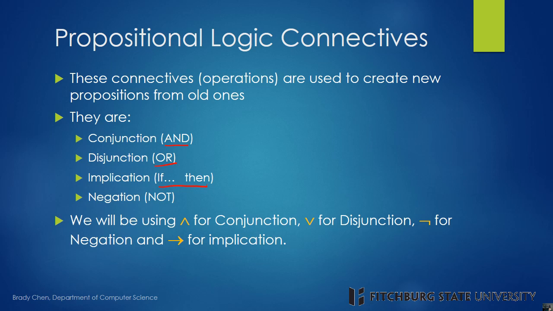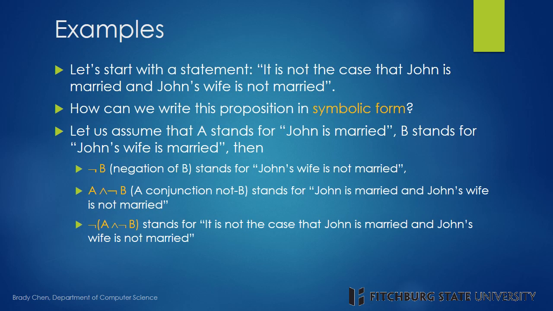Now, we also use math notation to represent these 4 operations. For conjunction, we typically use the notation like this, and disjunction is like this, and negation like this, and for implication, we use the arrow. So let's take a look at an example of how to use simpler propositions to build a more complicated one. Let's take a look at a statement.